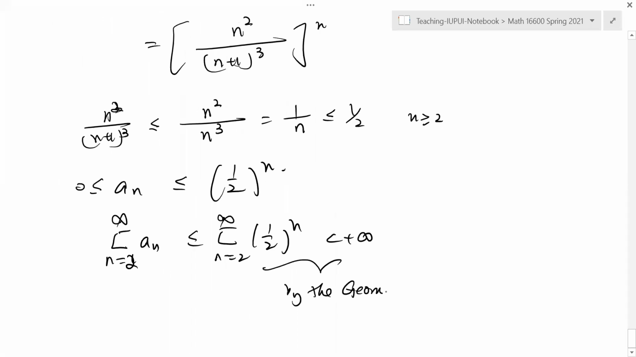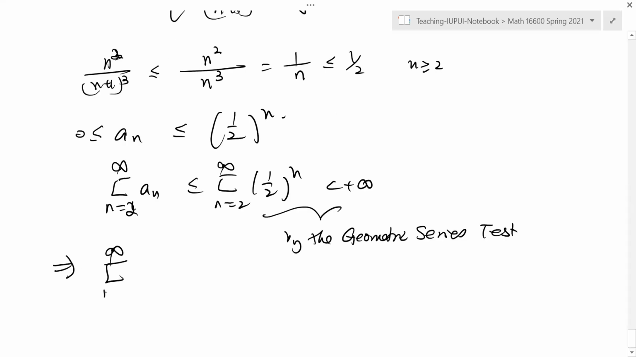We have two specific tests: the p-series test and the geometric series test. So that's why the series is convergent by the comparison test. You have to give every conclusion an argument, or you can quote a test, because those are already proved in the book, so you don't need to repeat it. Just quote it. So this is a complete argument.